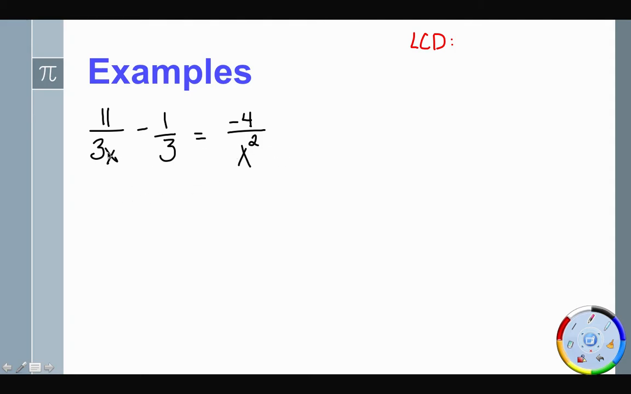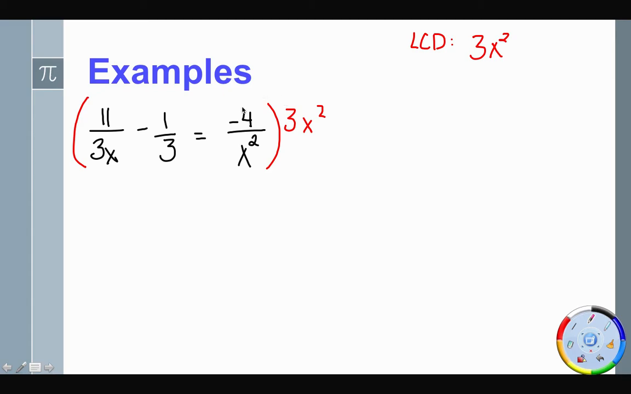You'll notice that in this particular case, one of these has a 3, which means the other one needs a 3. So a 3 has to be part of my LCD. This one has an x, but this one has an x squared, so I need to multiply to make these x squareds. Our least common denominator is going to be 3x squared, because I can multiply one expression by x, another by x squared, and another by 3. Once we have the LCD, we're going to multiply the entire equation by that LCD.